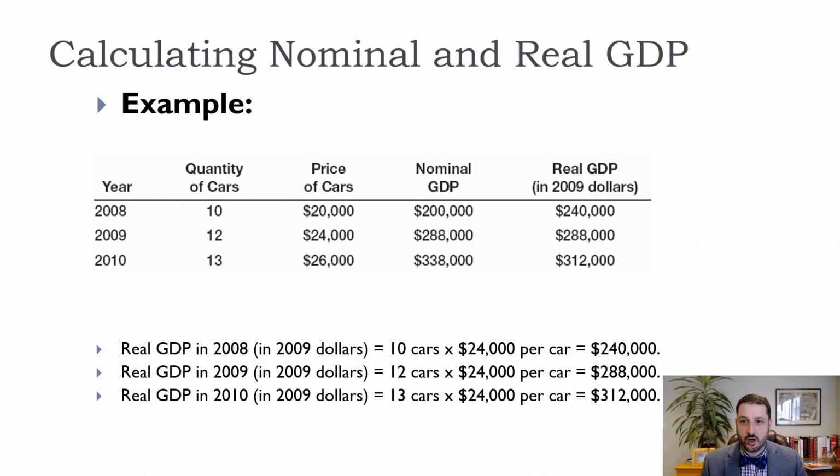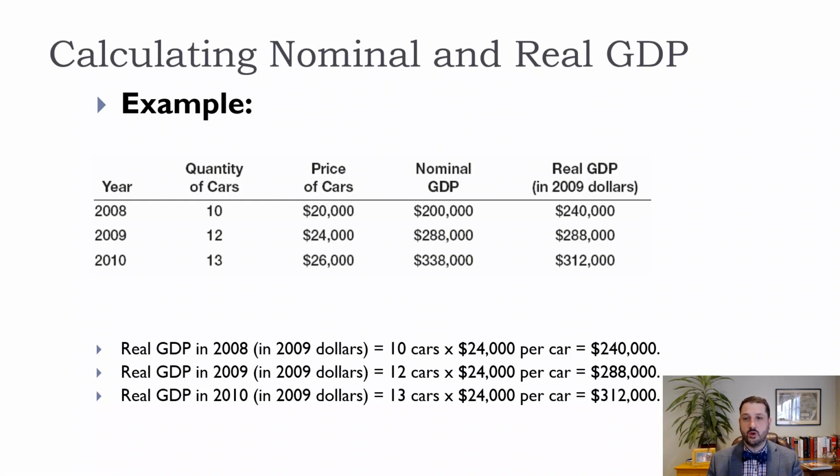So here's our example. We've got cars in 2008, 2009, and 2010. And the quantity is changing, so we have 10, 12, and 13. And the price is changing, so we have 20,000, 24,000, and 26,000. So nominal GDP in this example is very straightforward. We just multiply quantity times price and get nominal GDP. So in 2008, that's 10 times 20,000 or 200,000. In 2009, it's 12 times 24,000 or 288,000. And in 2010, it's 13 times 26,000 or 338,000.